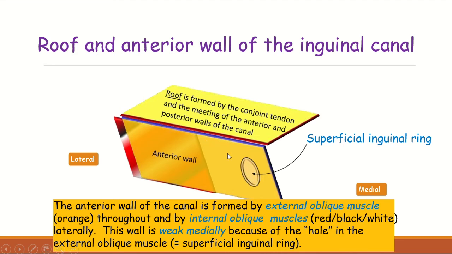So the anterior wall is weaker medially because the hole in the external oblique muscle is present on the medial side, and here no other structure is present to reinforce this anterior wall. So the anterior wall is weaker medially. The roof is formed by the conjoint tendon and the meeting of the anterior and posterior wall of the canal. So the roof is mainly formed by the conjoint tendon, and that conjoint tendon is arching over this canal.